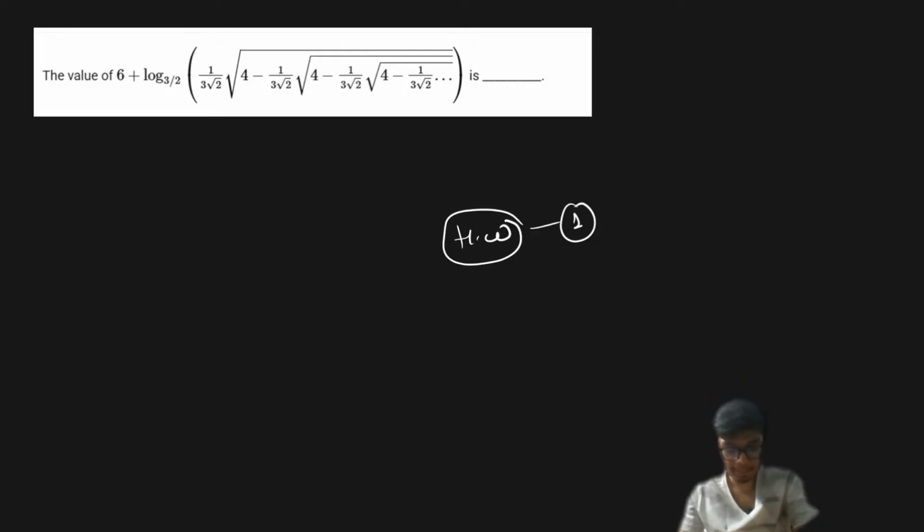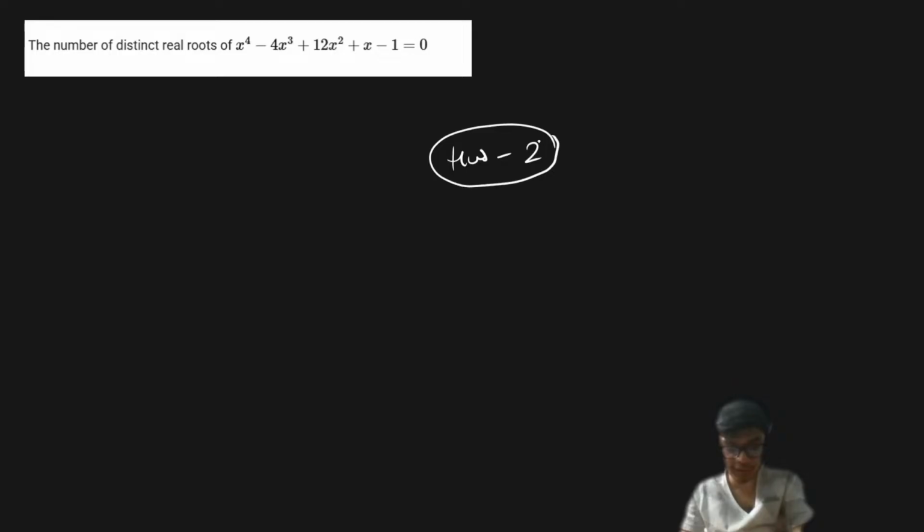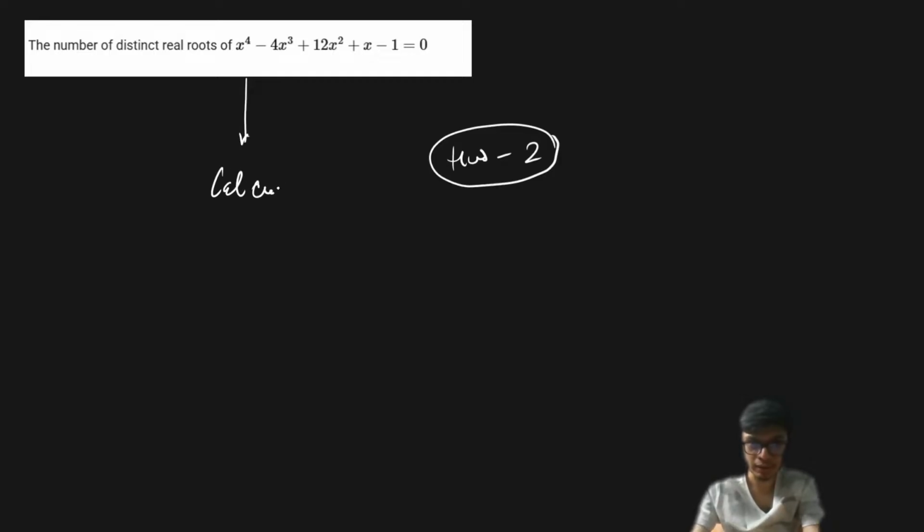Right. Okay, and I have some more problems with me. Now this is one more important and interesting problem. It is basically talking about a biquadratic equation, and from this biquadratic equation, we will find out the number of distinct real roots. Right. So this is very interesting, and in order to solve this question, you might need to take help of calculus.